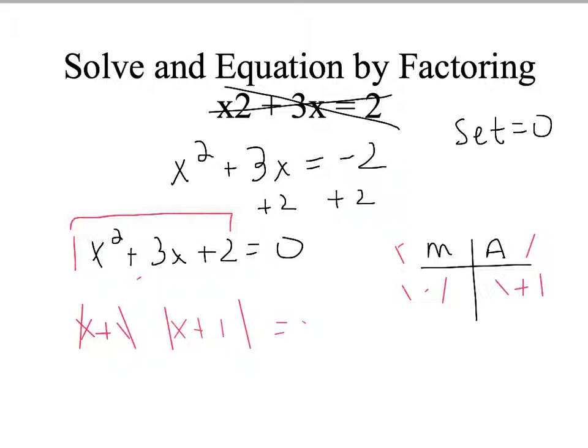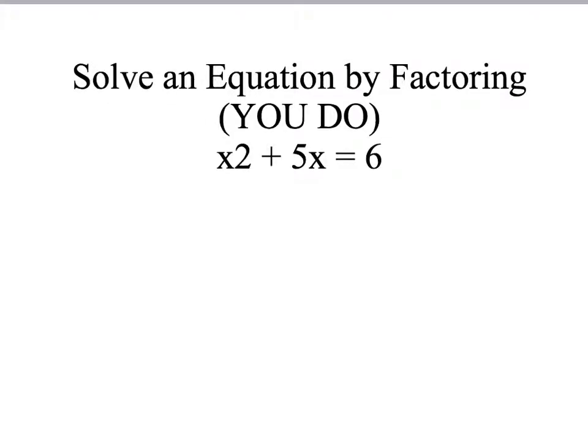We're not done yet because we have an equal sign, so I'm going to have 2 answers. I first want to separate here. I have x plus 2 is equal to 0, and I also have x plus 1 is equal to 0. Solving for x in both cases, here x is negative 2, and here x is negative 1. So solving this equation, x is equal to negative 2, and x is equal to negative 1. Let's pause the video and I'd like you to try this one on your own.